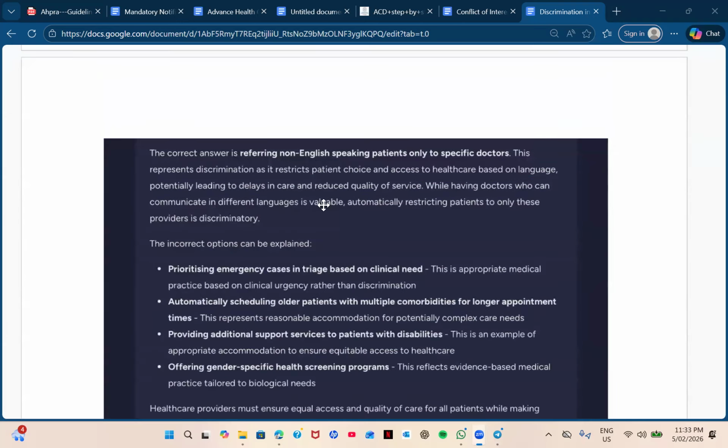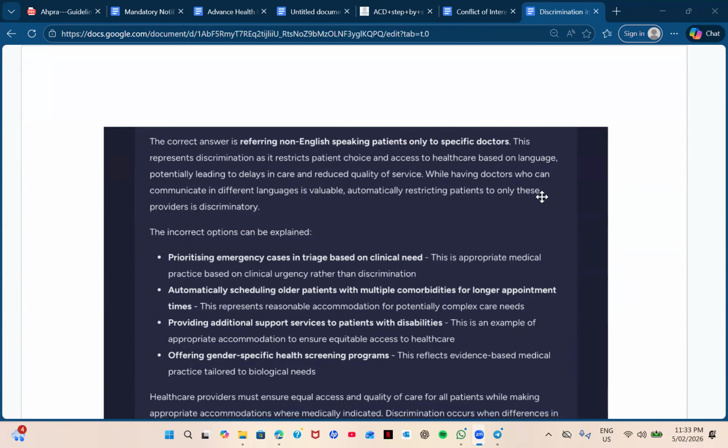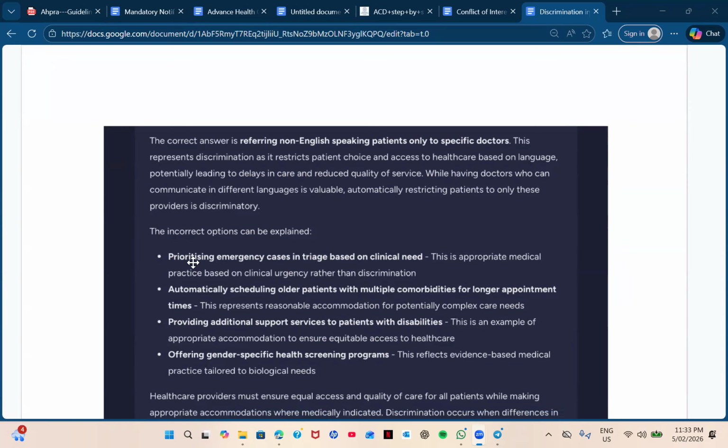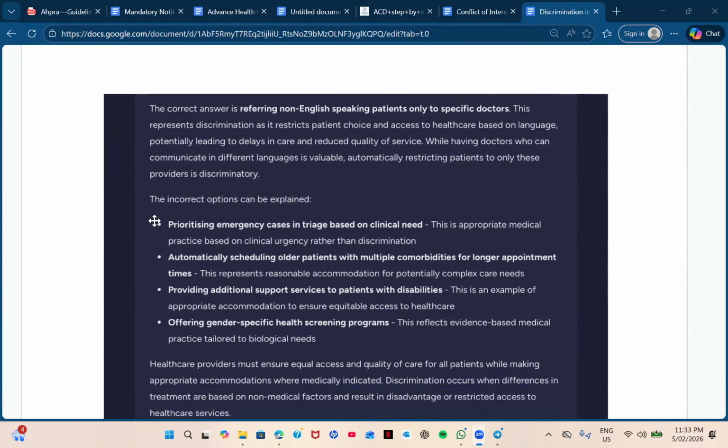Here, the correct answer is referring non-English speaking patients only to specific doctors. This represents discrimination as it restricts patient choice and access to healthcare based on language, potentially leading to a delay in care and reduced quality of service. While having doctors who can communicate in different languages is valuable, automatically restricting people to only these providers is discriminatory. So the incorrect options can be explained.